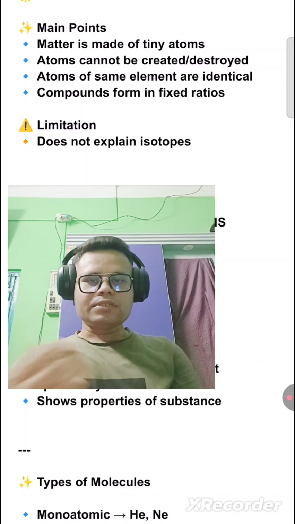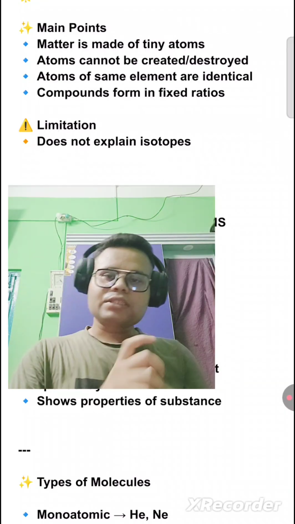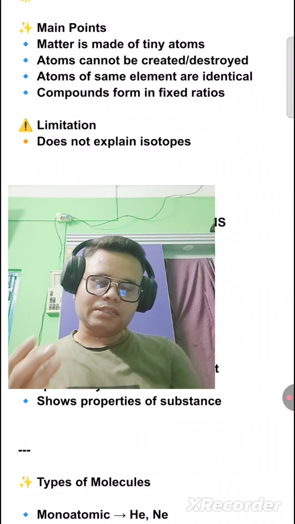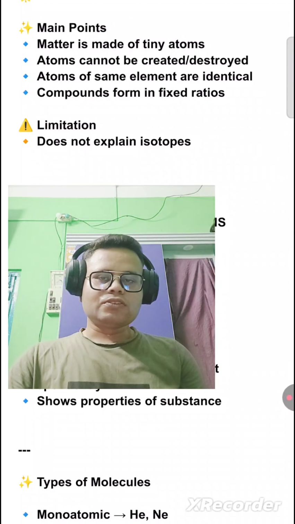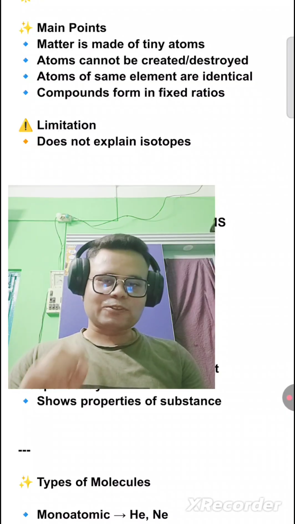Next, there is a limitation. It does not explain isotopes. That is a limitation, or you can say an exception. So it does not explain isotopes.